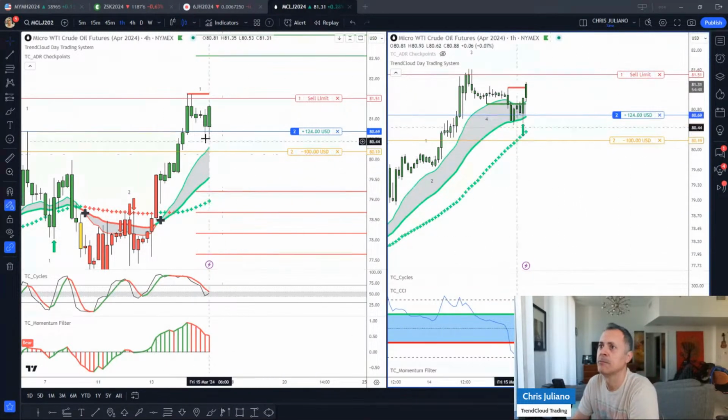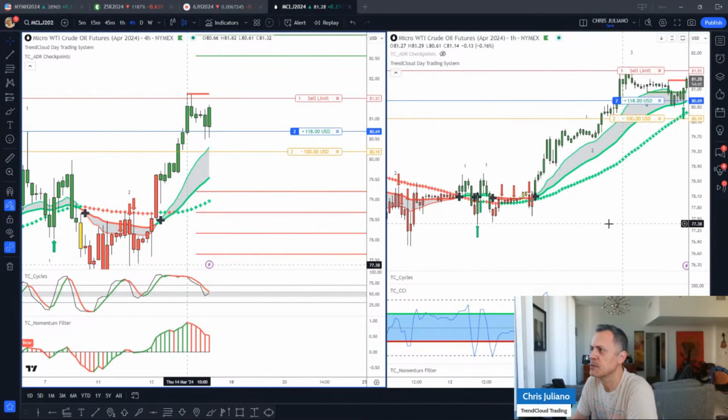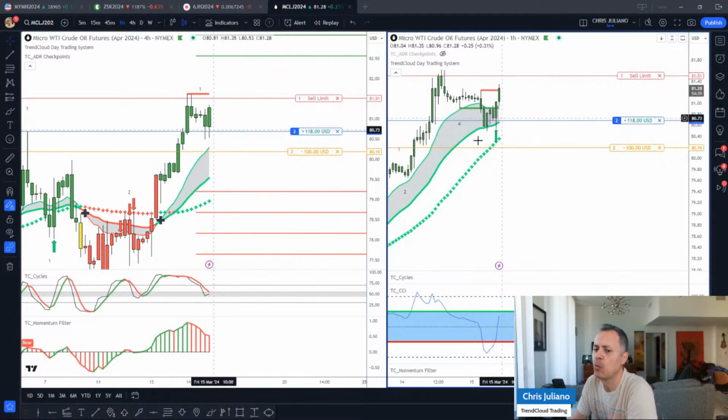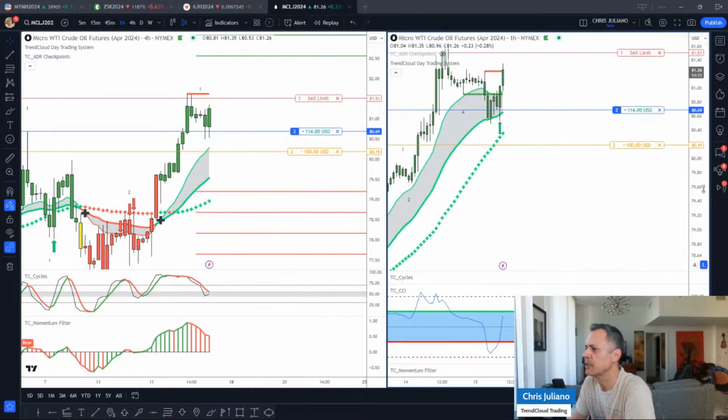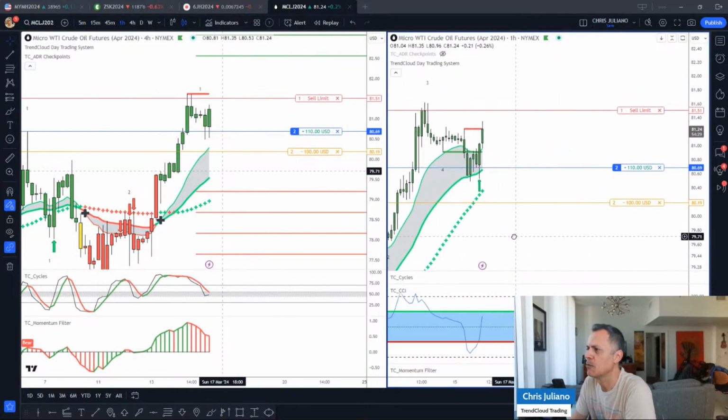Okay, so again, 4-hour chart, uptrend, pulling back. Where does it pull back into? Pulls back into the 1-hour trend cloud, which is also up. Kazi, what's going on, buddy? We're in an oil trade right now that pulled back into our 1-hour demand zone here.